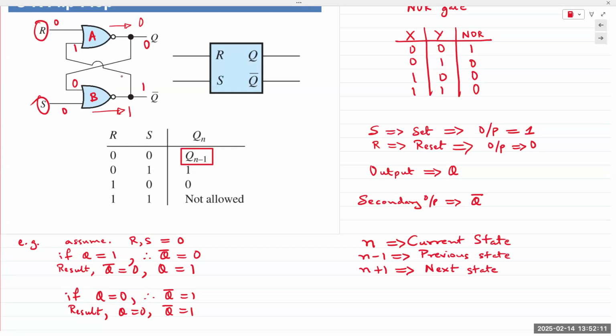So again, for the first input, meaning R and S both are 0, output Q does not change. It remains what the previous output was. If the previous output was 1, it will remain as 1. If the previous output was 0, it will remain 0. Thus, we can say the circuits have memory. They have stored information. If the input is 0, 0, the output does not change. All right, let's take a pause and let me know if you have any questions.